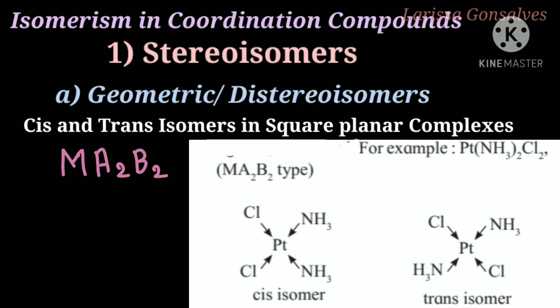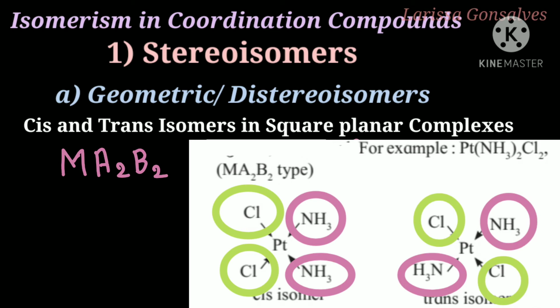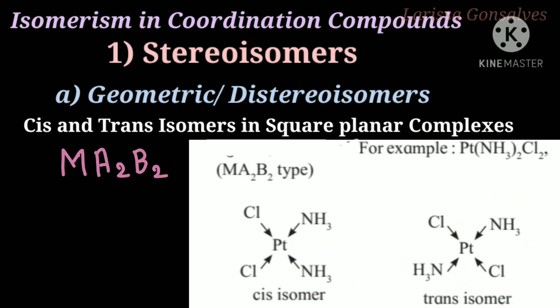Now, if it is cis, then we know that the two identical ligands occupy the adjacent positions. So if you look at the cis isomer here, Cl are the identical ligands, so they are occupying the adjacent positions. Whereas in the trans isomer, you can see the Cl atoms are occupying the opposite positions. The cis isomer formed here is more soluble in water compared with the trans isomer, because the cis isomer is cisplatin, an anti-cancer drug, while the trans isomer is physiologically inactive.